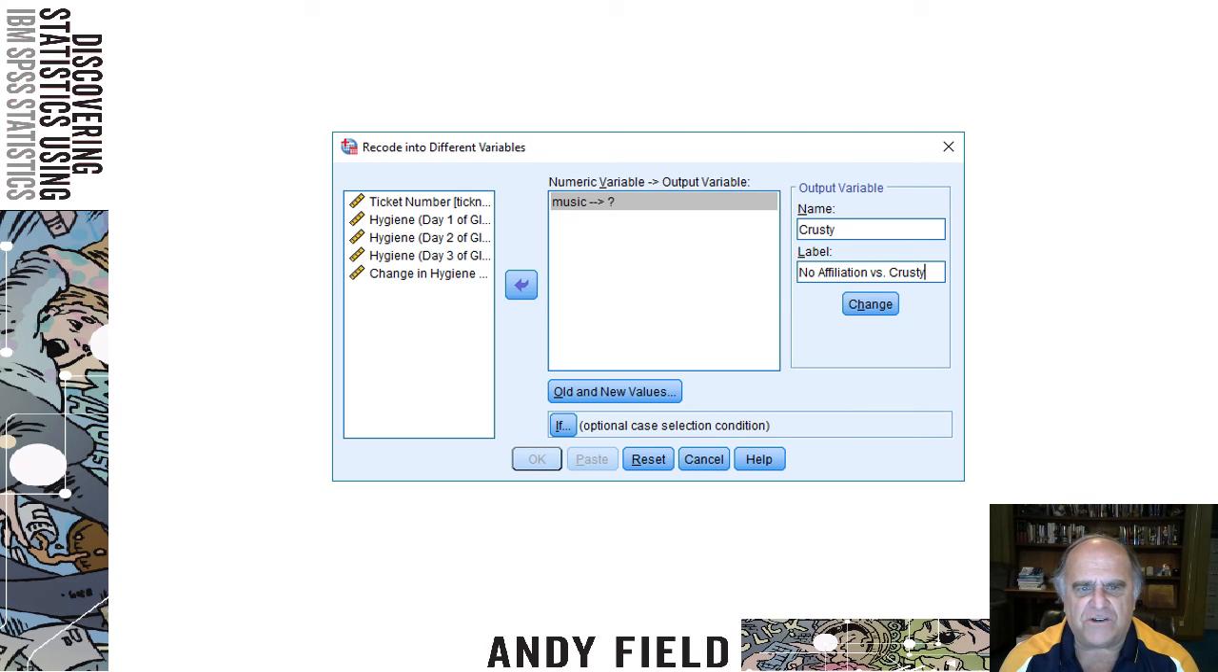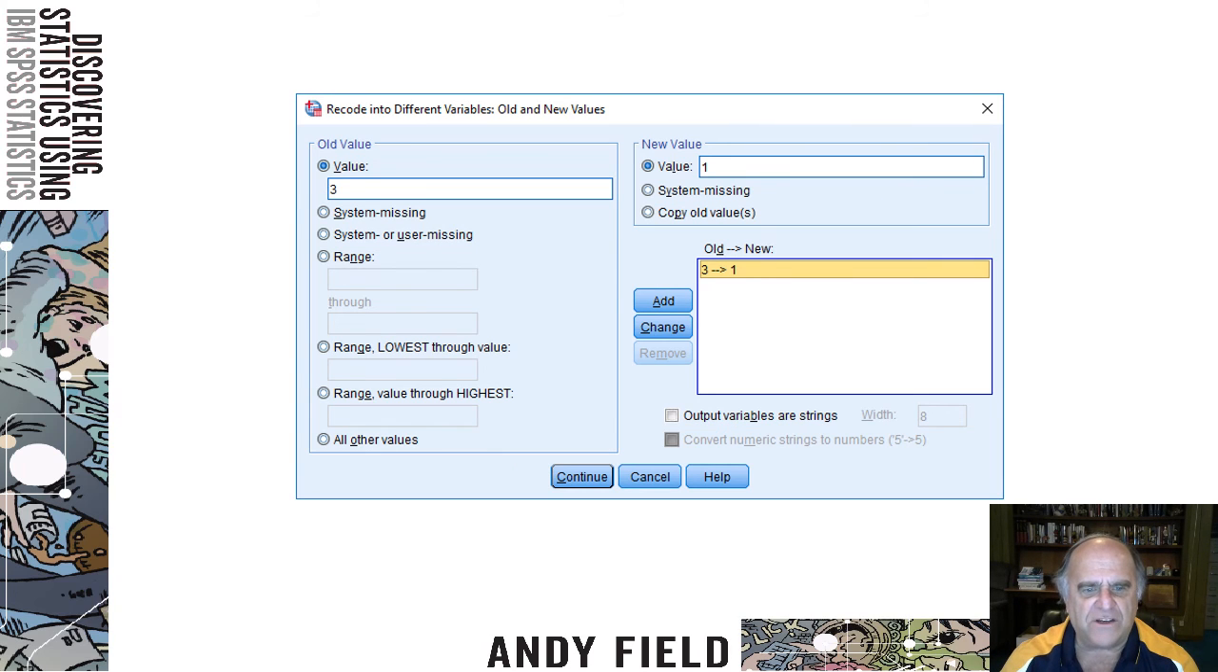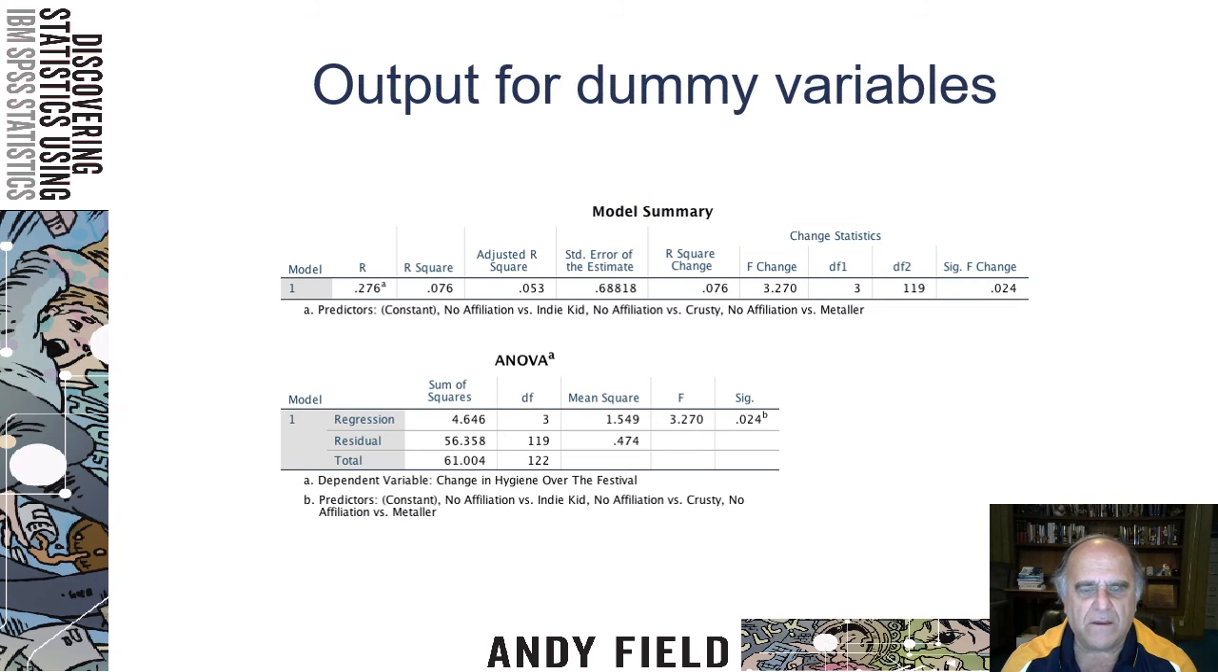And he says that you can do this using recode into different variables, which you can. So for example, he's recoding music into no affiliation versus crusty, calling it crusty. And all you have to do is take your values and recode them. So he's saying if it was originally a 3, it should now be a 1. And that's how he does it. And then he does run an analysis. We'll show you some of his output.